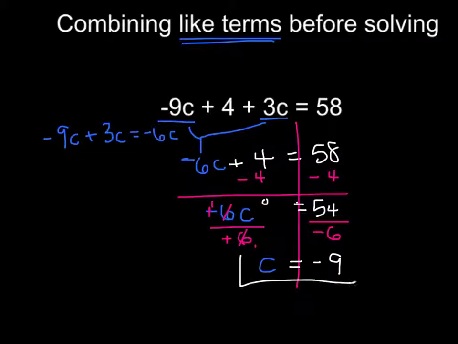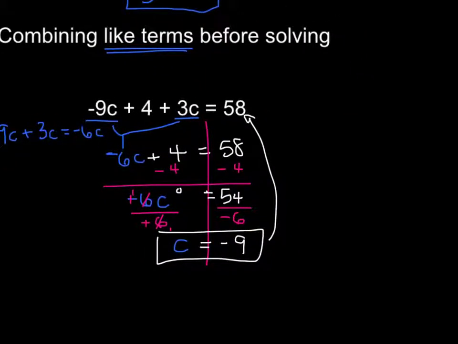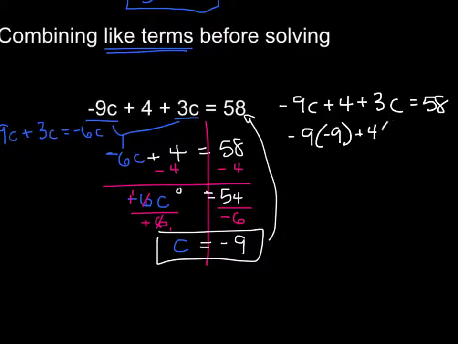So let's check our work. Let's see if this all makes sense. Let's put that back into this equation here. All right, so we have negative 9c plus 4 plus 3c is equal to 58. So we have negative 9 times negative 9 plus 4 plus 3c is equal to 58. Negative 9 times negative 9, let's do that first. Oops, I should have added in that negative 9, multiplying that in there.